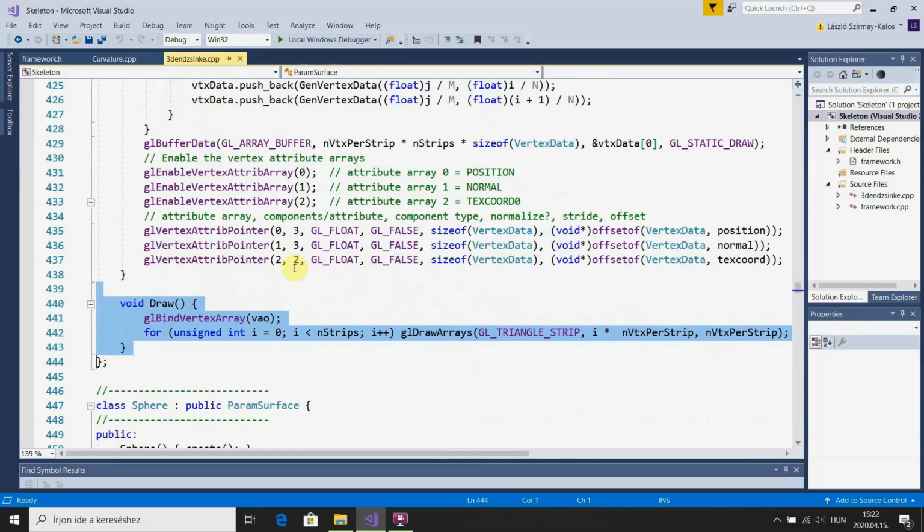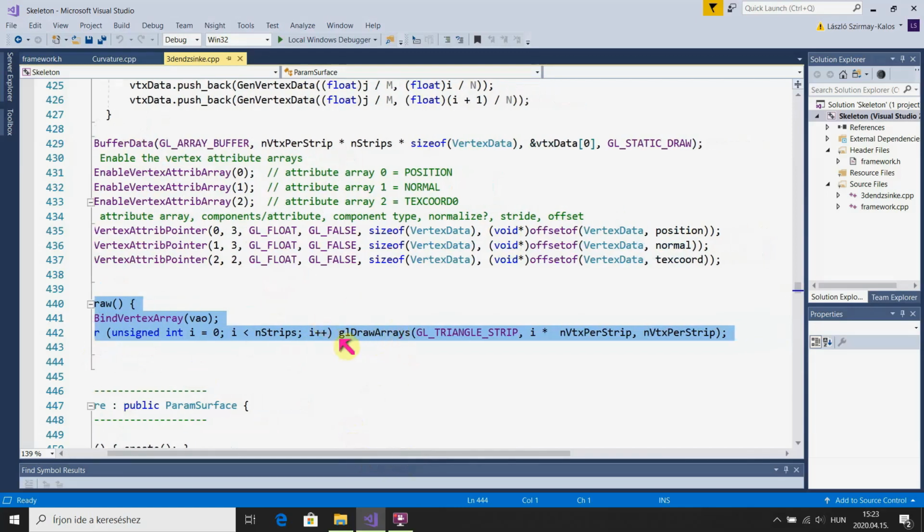We can draw it as a collection of triangle strips because every row in our regular grid sampling the unit square is a separate triangle strip. So we visit all rows one by one, and for a single row we render that row of sample points as a single triangle strip.